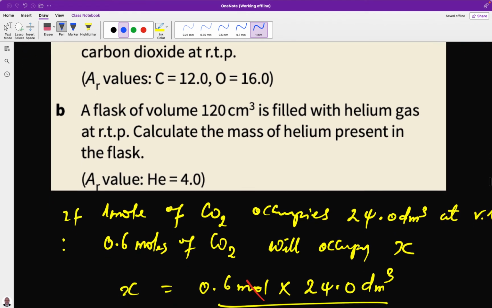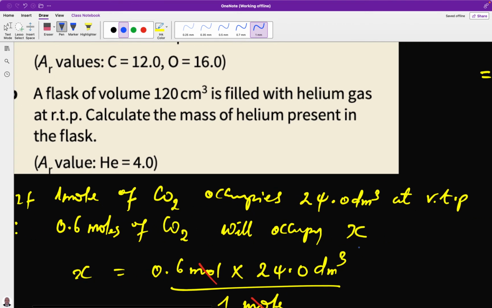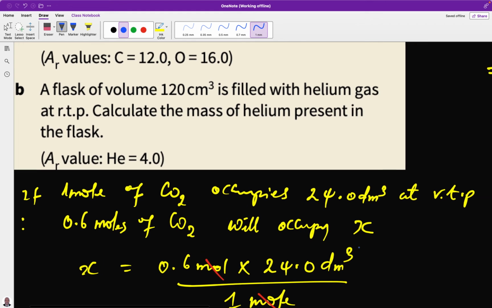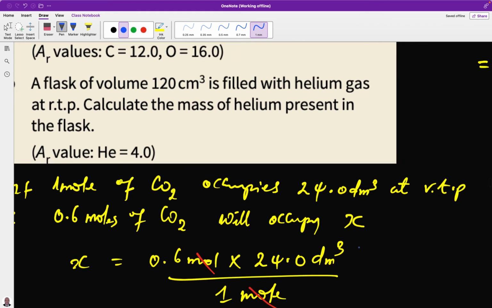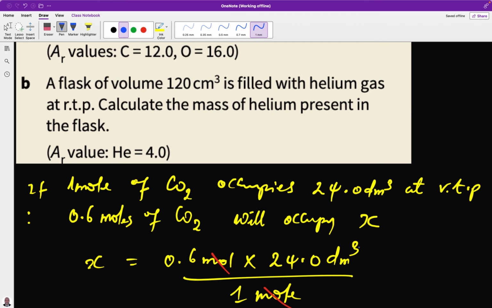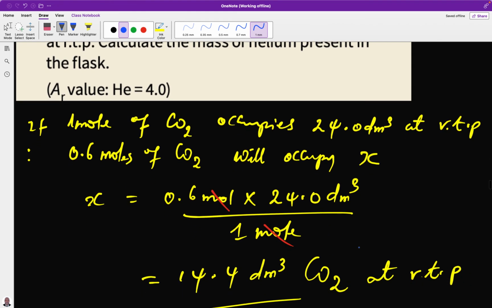After having the 0.6 moles of carbon dioxide, remember 1 mole of a gas occupies what? 24 dm cube at room temperature. So the only simple proportion we can use in this situation, we can say if 1 mole of carbon dioxide occupies 24.0 dm cube at room temperature, then the calculated mole, which is 0.6 mole of carbon dioxide, will occupy what? When you have that, you have the volume.